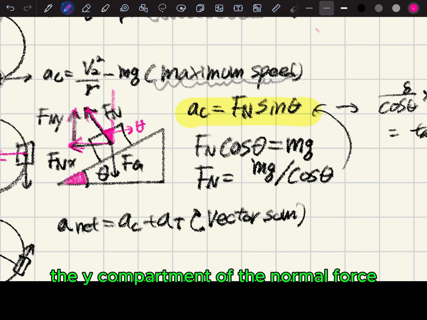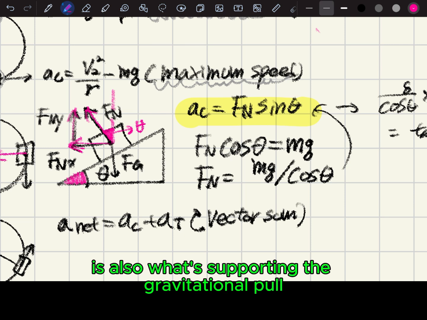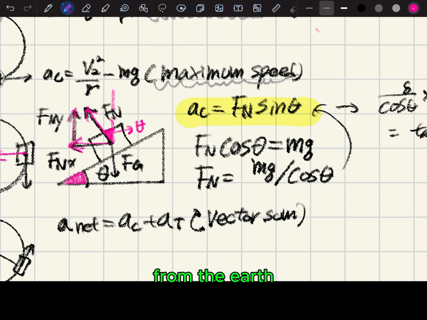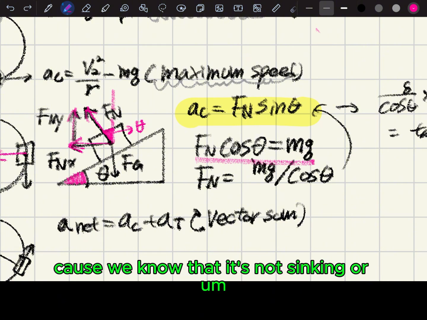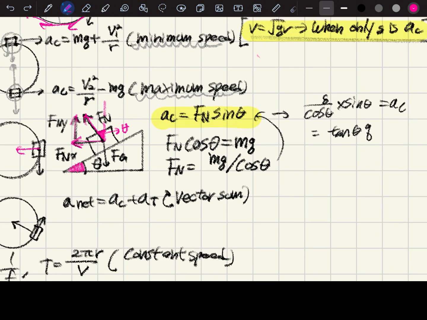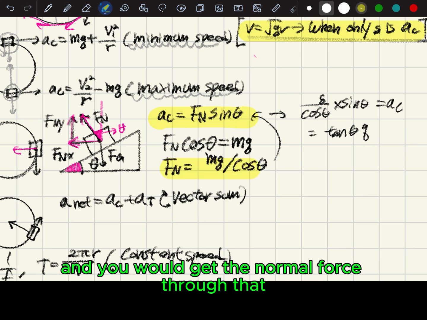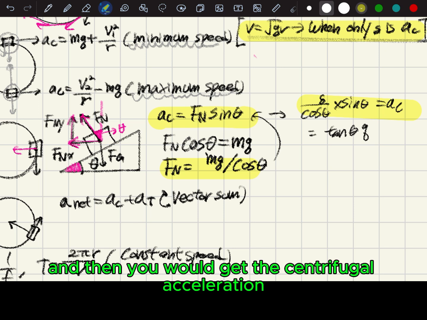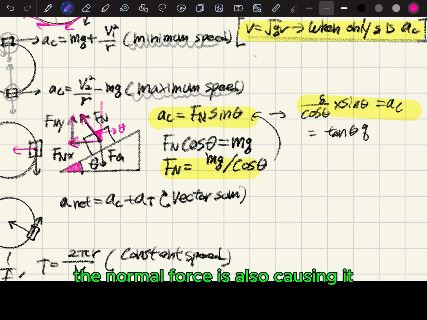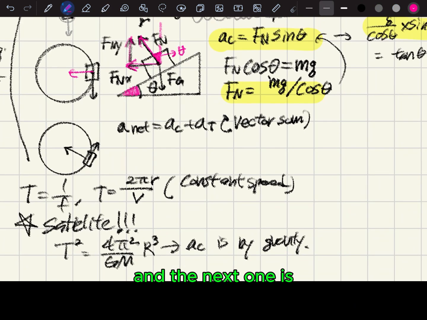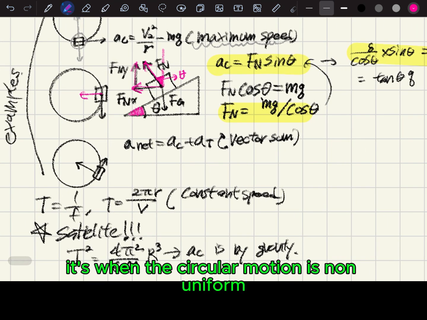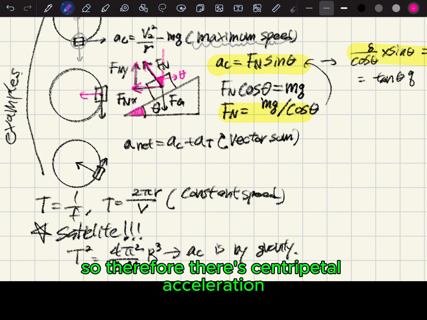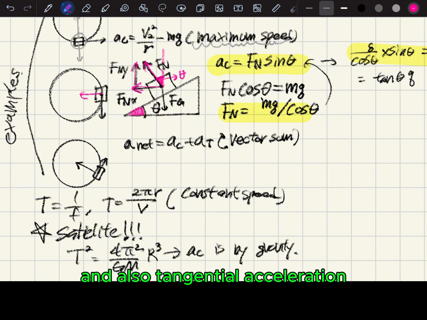The y component of the normal force is also what's supporting the gravitational pull from the Earth. That's also important because through that we can get the normal force, because we know that it's not sinking or soaring upwards into the air. You would get the normal force through that, and then you would get the centripetal acceleration because we know that the normal force is also causing it. And the next one is when the circular motion is non-uniform, so therefore there's centripetal acceleration and also tangential acceleration.